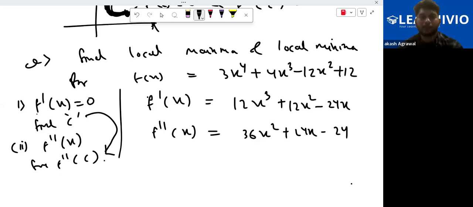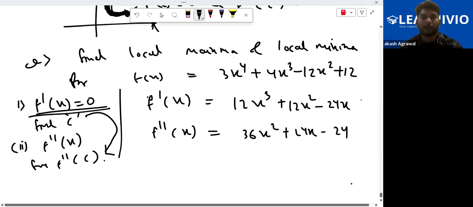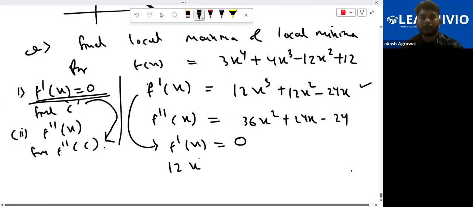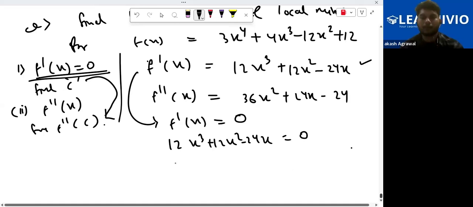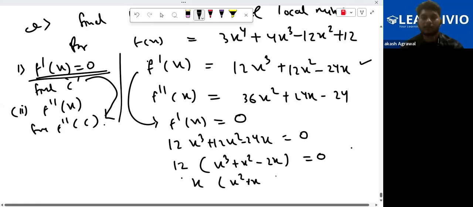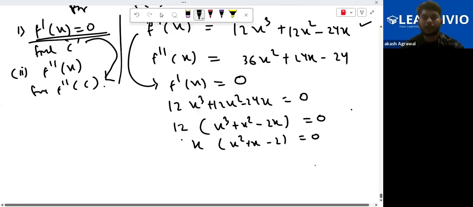We have to put this f dash x as 0, right? Yes or no? Yes, sir. So 12x cube plus 12x square minus 24x will be 0. Okay, we have to factor it. Take 12 common. So x cube plus x square minus 2x is equal to 0. In fact, we can take x common. So x square plus x minus 2 is equal to 0. And this will be, I think, x plus 2 and x minus 1.